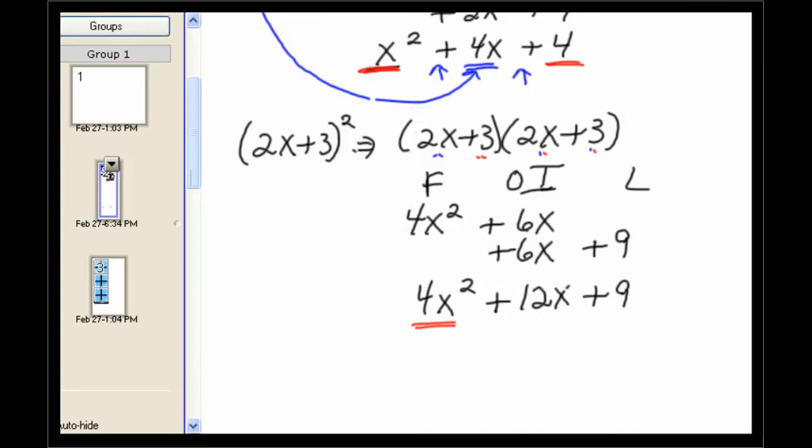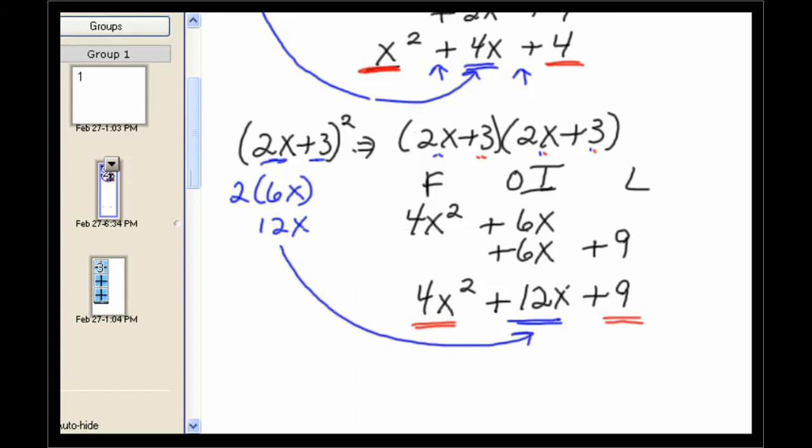So again, the first term of this trinomial is a perfect square. The last term is a perfect square. We have this middle term, 12x. How do we get that? Go back to your binomial and take 2x times 3 for 6x, and then double it. You end up with 12x. There's that middle term. The sign in the binomial is positive. The sign in front of the middle term is positive. The sign in front of the last term will always be positive.